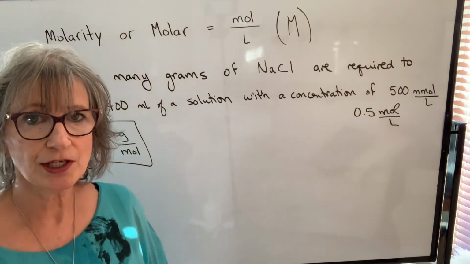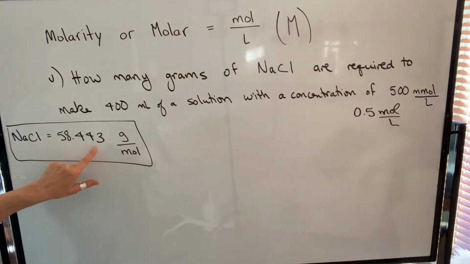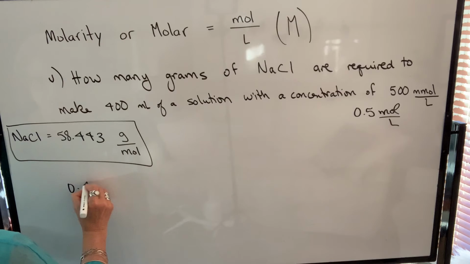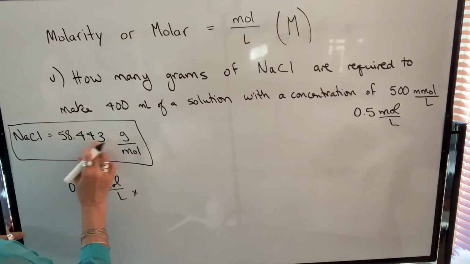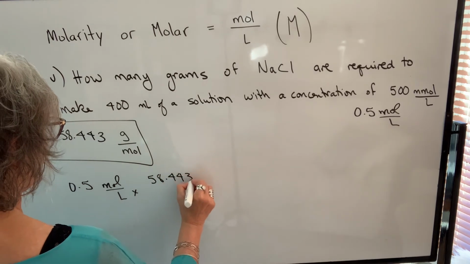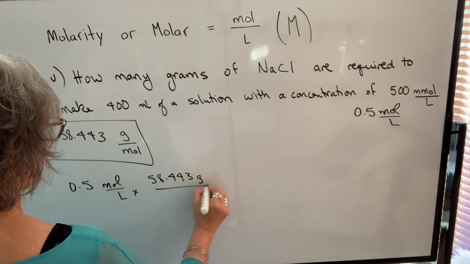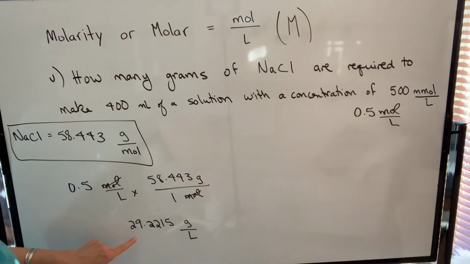I need to change that to grams per liter, and I'm going to use the molar mass to do that. So 0.5 moles per liter. I'm going to multiply by the molar mass, 58.443 grams per 1 mole. Mole will cancel, and the concentration will be 29.2215 grams per liter.